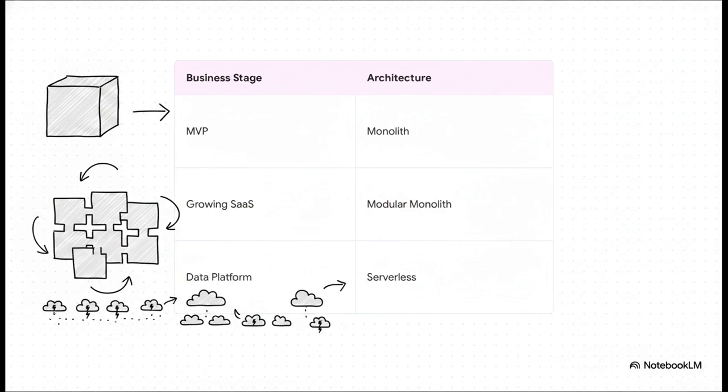Building an MVP? Keep it simple. Use a monolith. Growing a SaaS product? Evolve that into a modular monolith. Need a massive data processing platform? Okay, now you look at serverless and event streams. Your architecture is completely contextual.